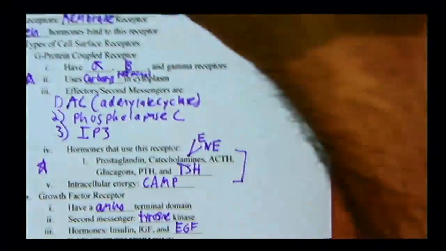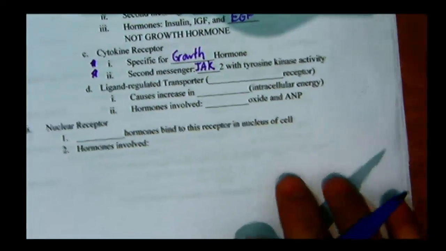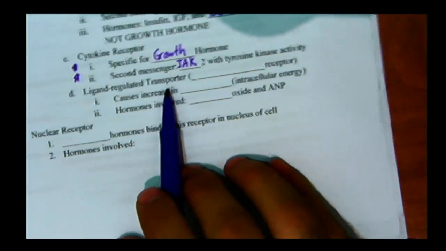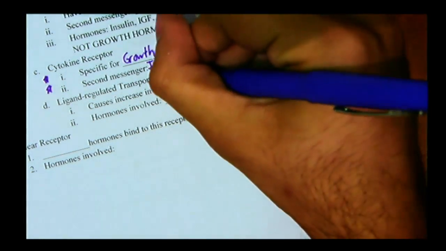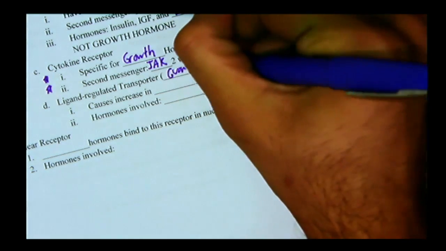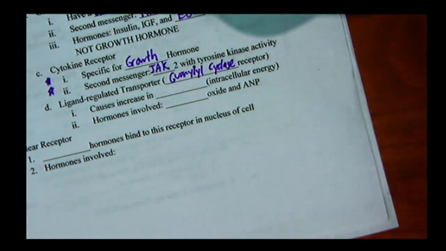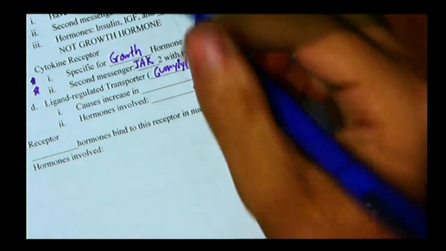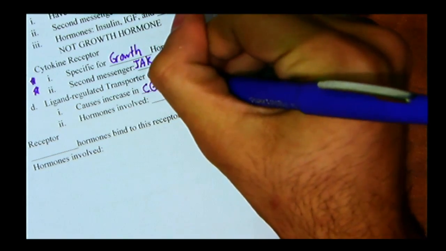Okay. And the fourth type of receptor for the endocrine system is ligand-regulated transporter, which is also called guanylyl cyclase. She may give either name of the receptor, so know both, guanylyl cyclase and ligand-regulated. This causes an increase in what type of intracellular energy? cGMP. And the hormones involved are nitric oxide, awesome, and atrial natriuretic peptide.